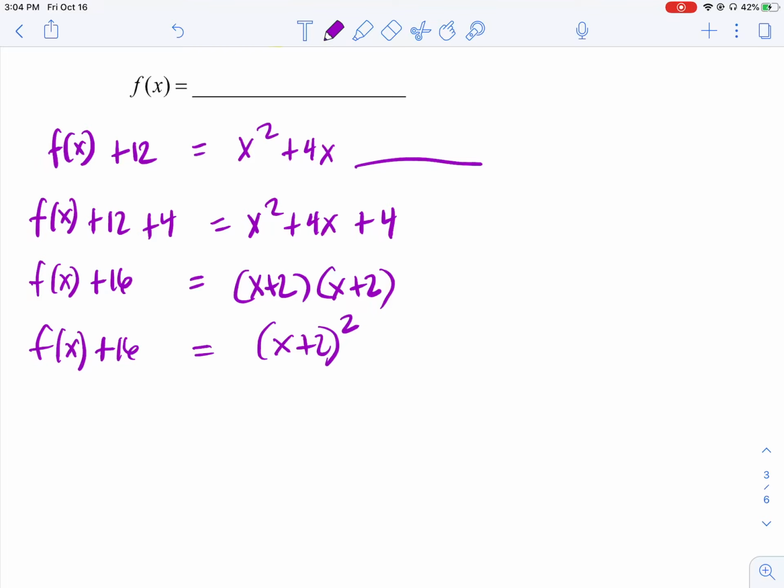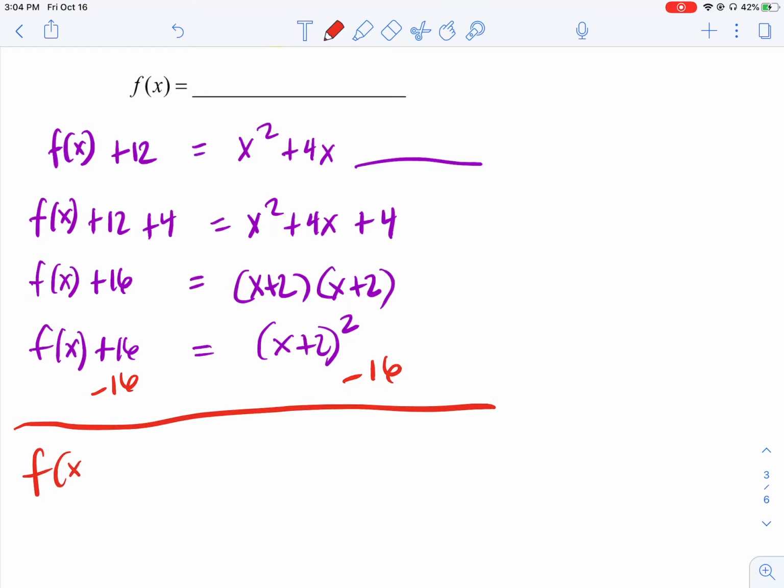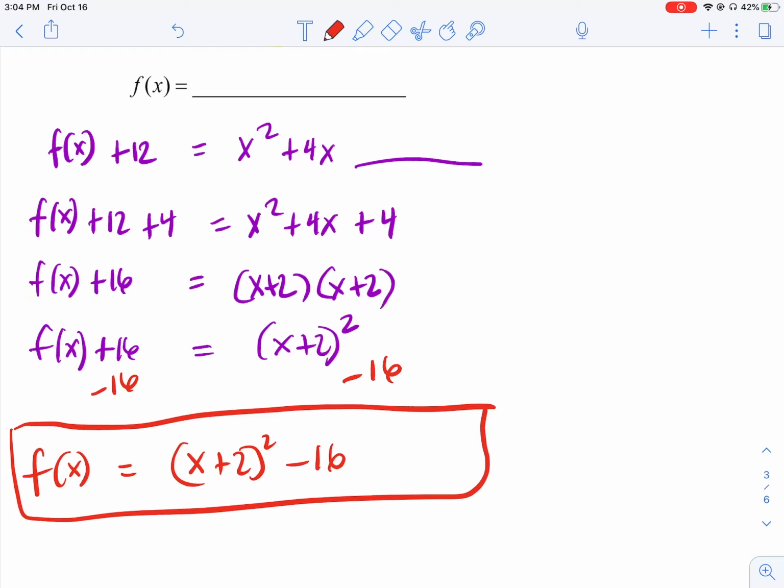I think we need to kick out the positive 16. So let's kick that out. Minus 16, minus 16. So our final answer is x plus 2 squared minus 16. Okay? Make sense?